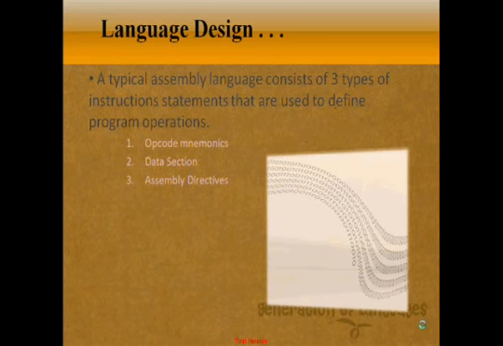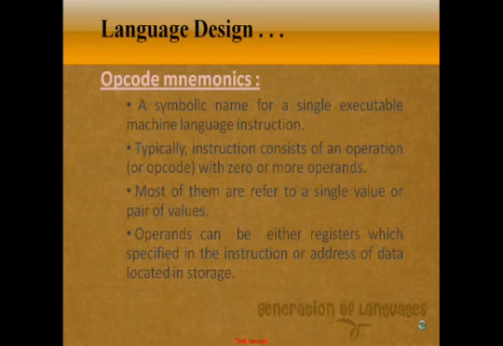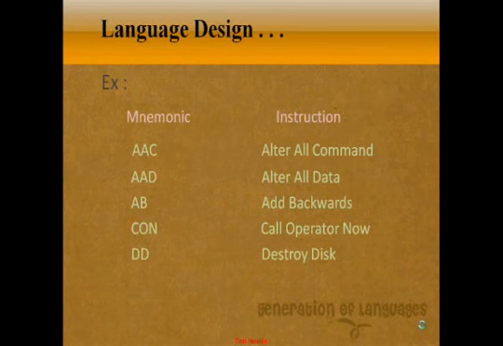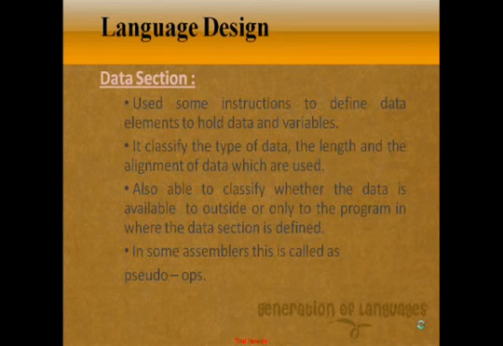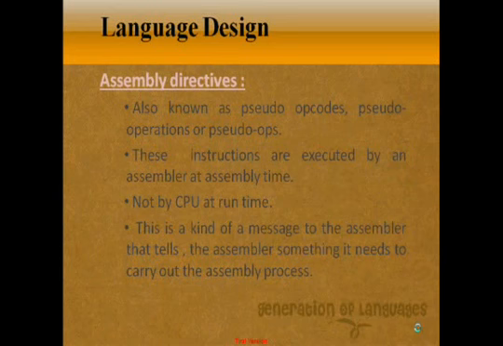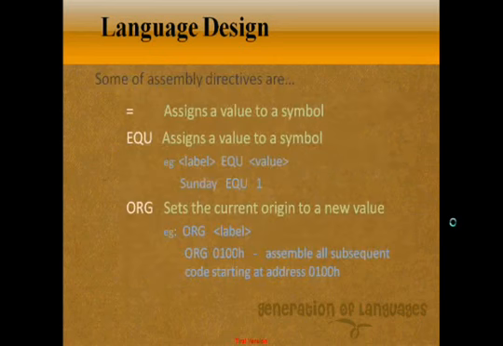If we take the language design of assembly language, it consists of three types of instructions: opcode mnemonic, data section, and assembly directives. Opcode mnemonic is a single executable machine language instruction or an operation, and there are some examples. Data section is the section used to define the data elements to hold data and variables. Assembly directives, or pseudo operations. These are some examples for assembly directives.